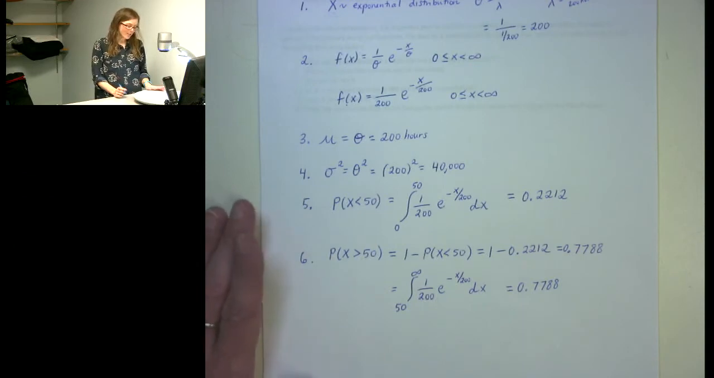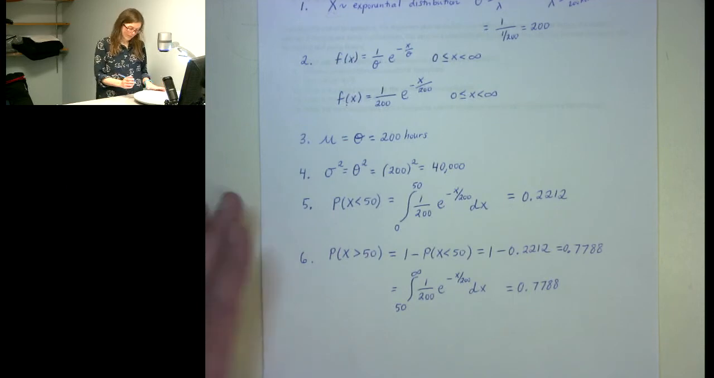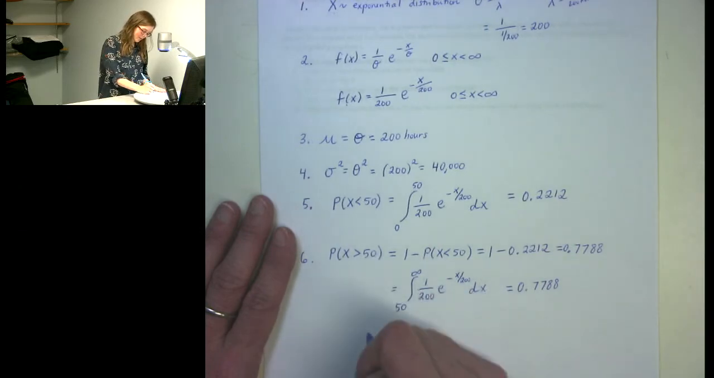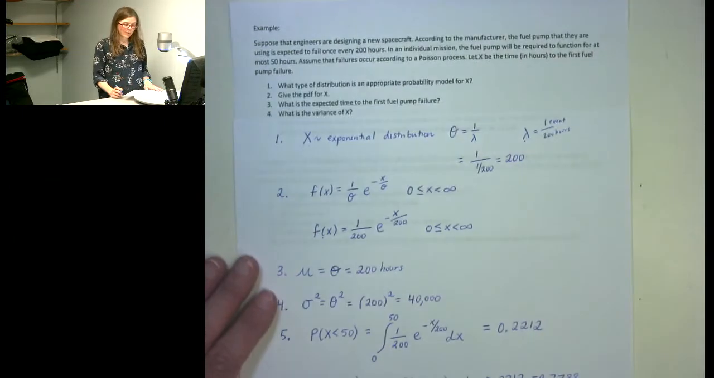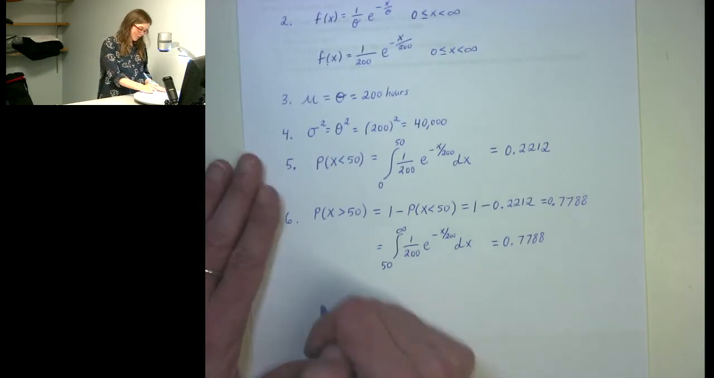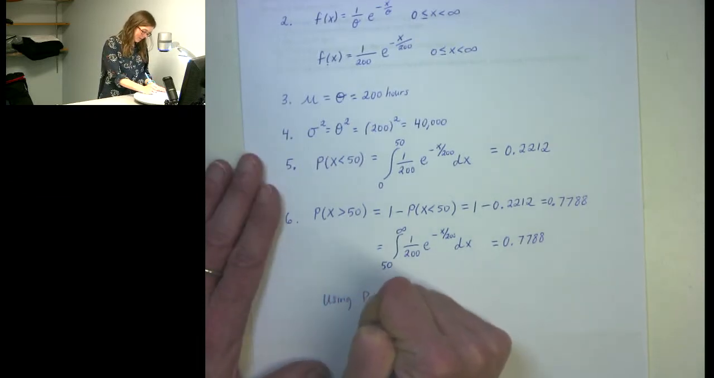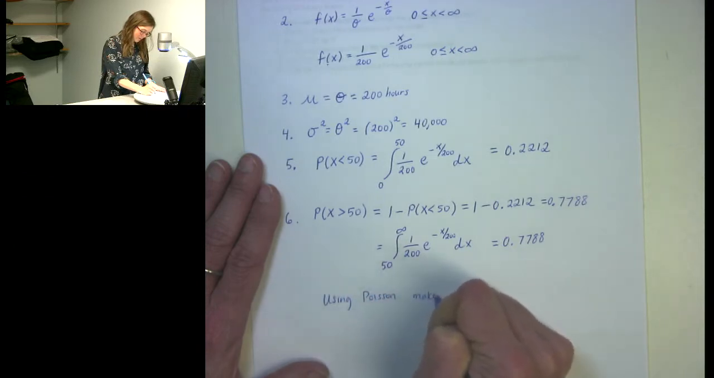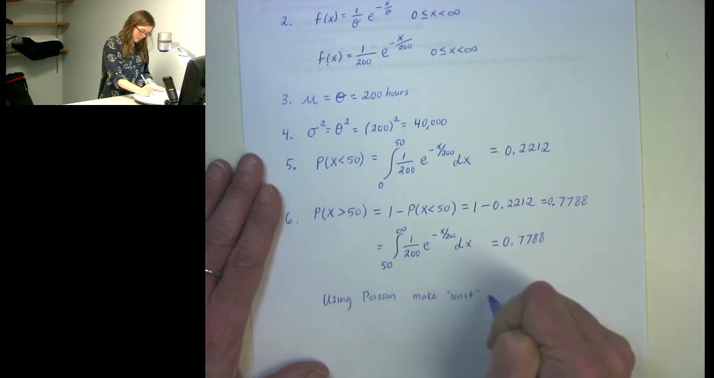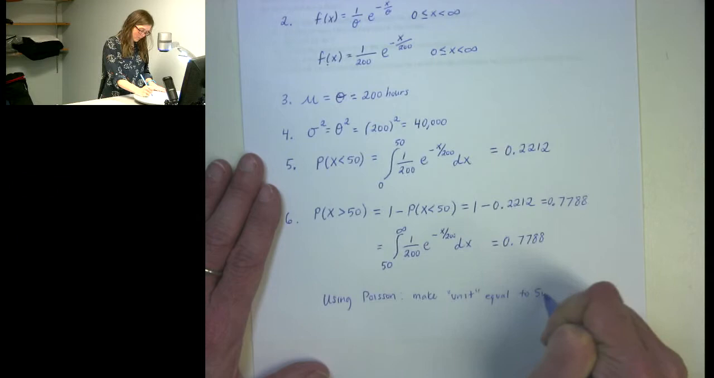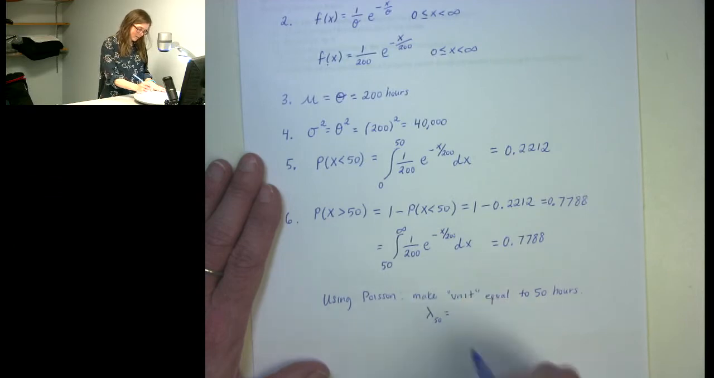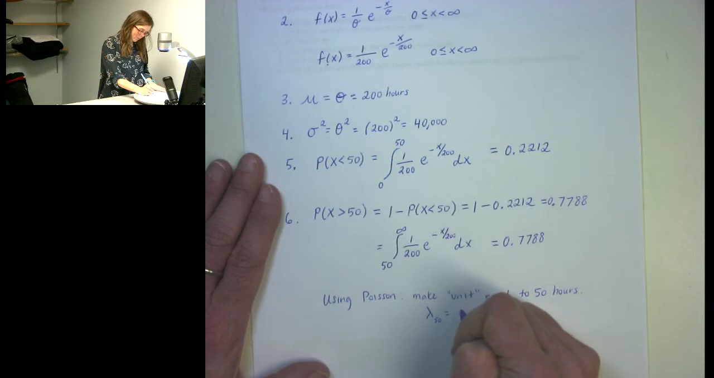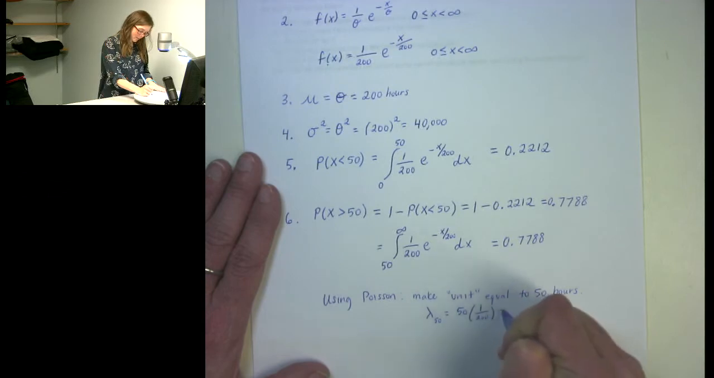And I just want to point out that we actually could also answer this question by using a Poisson distribution. If I think about my Poisson distribution before, if I have one event every 200 hours was my lambda. If I make my unit equal to 50 hours, then my lambda for 50-hour units would be, instead of 1 out of every 200 hours, 50 times 1 out of 200. So that would give me 1/4.